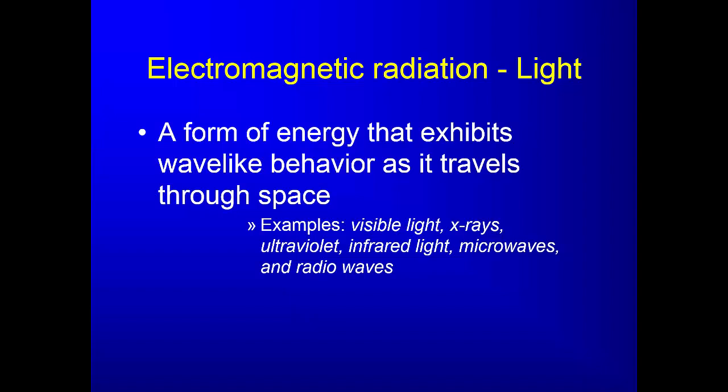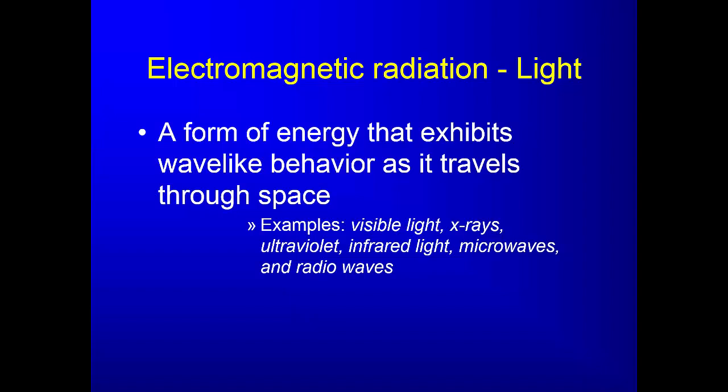So first, we're going to start talking about EM, electromagnetic radiation, the EM spectrum, or light. When we see light, we typically think of just visible light. There's actually more to the EM spectrum, more to light, than just the visible spectrum. So when we say EM, it's just some form of energy that exhibits wave-like properties as it travels through space.